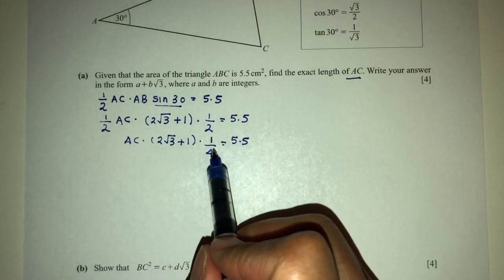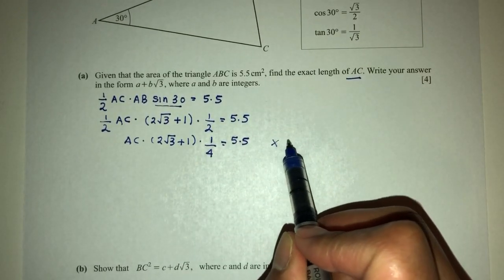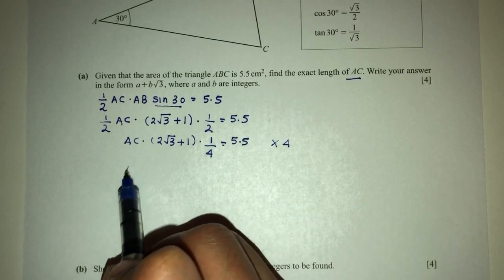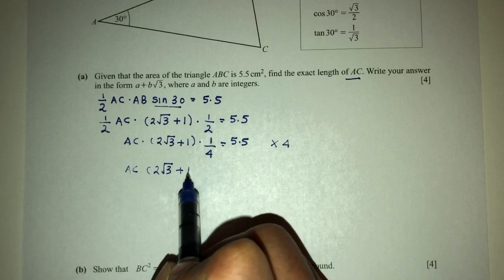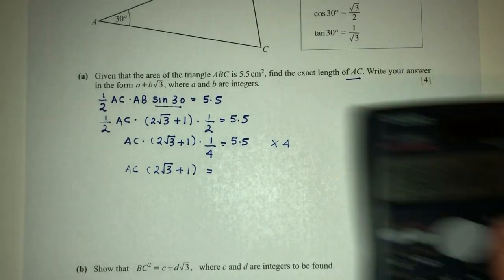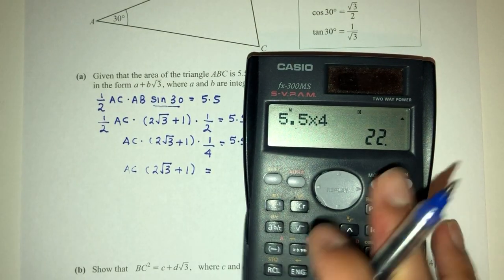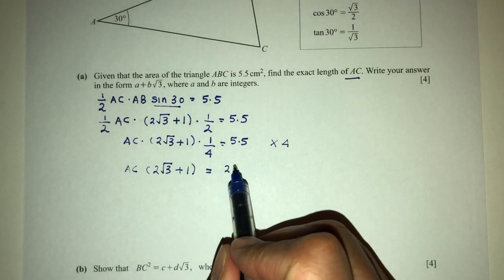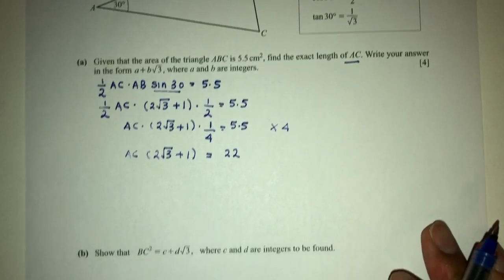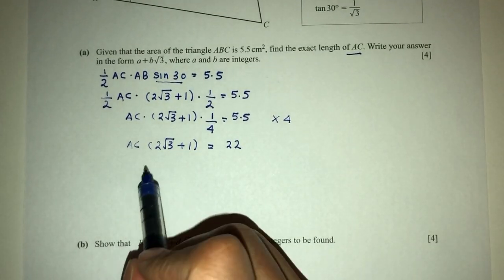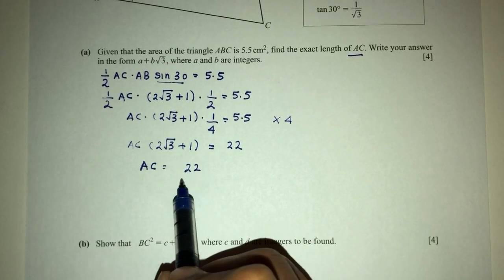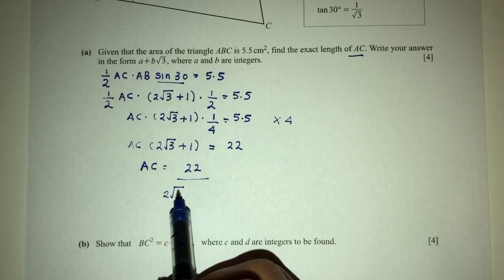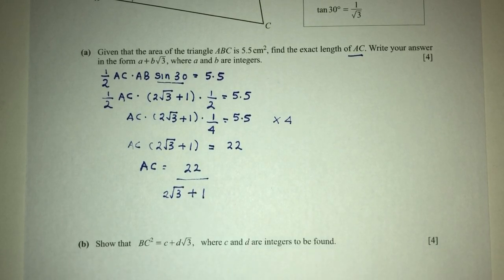Now, if you want to eliminate the 4, we have to multiply by 4 everywhere. So you will have AC times 2√3 plus 1, and that will be 5.5 times 4, that should be 22. So the 4 will go away. Now AC, as you can see, we make this become the subject, that will be 22 over 2√3 plus 1.